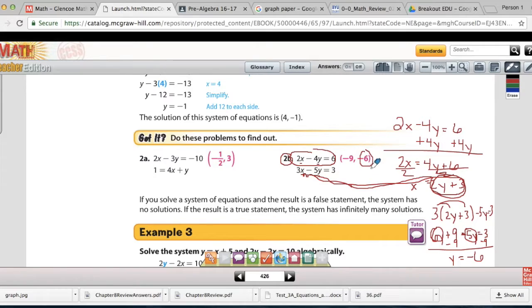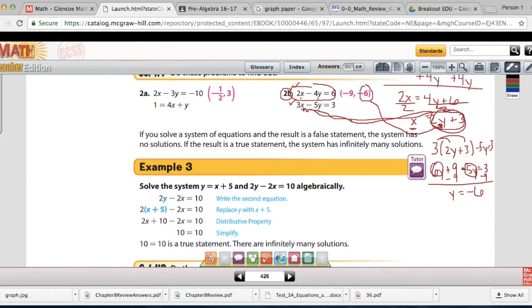Once I know y is negative 6, I can plug it in anywhere I see a y and solve for x. 2 times negative 6 is negative 12. Negative 12 plus 3 is negative 9. So the solution to that system of equations is negative 9, negative 6. And if you were to graph those two on graph paper, you would see that they cross at that exact ordered pair.